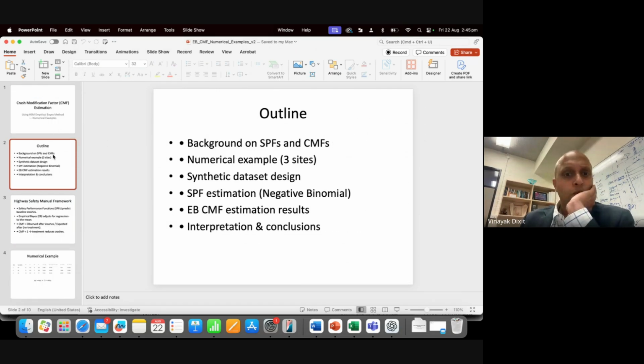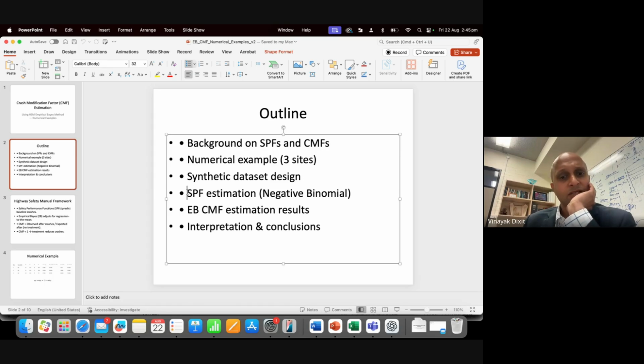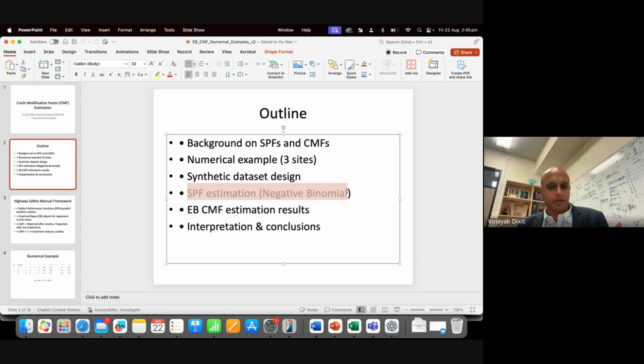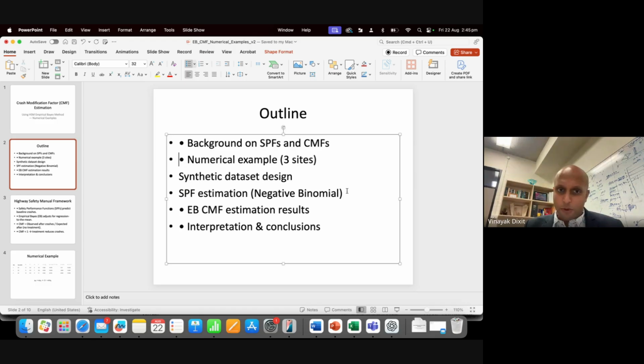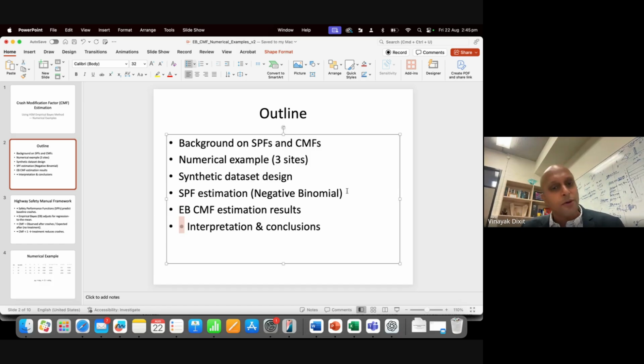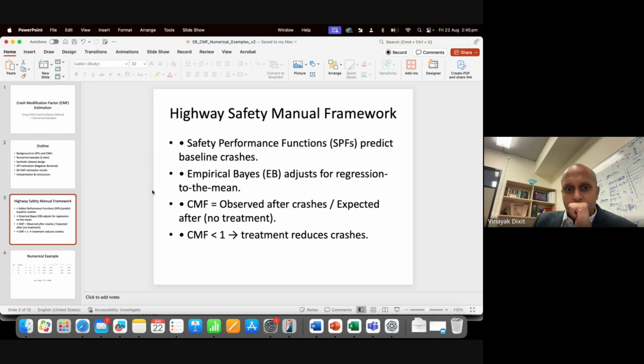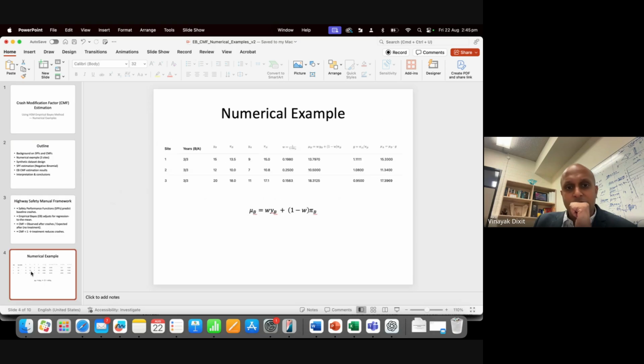So what we'll do is an example with 3 numerical sites, synthetic data again, and we'll do an SPF estimation as well. I won't go through an entire model. You can use Stata, you can use R. That's the best way to do it. But the whole purpose of this is not to teach you programming. It's to teach you how to interpret the models. If you want, I'm happy to help you. You can send an email and we can discuss, but that is the first piece. And then how do you estimate CMF based on the SPF estimation? We will go through an example. So this is the first example.